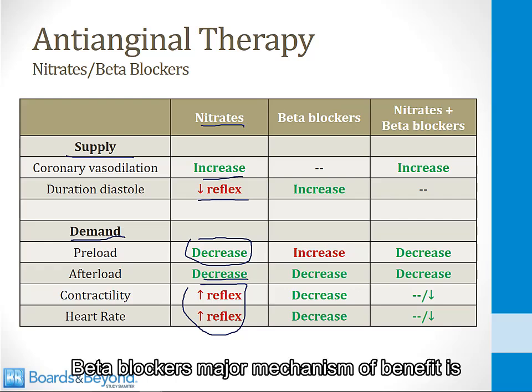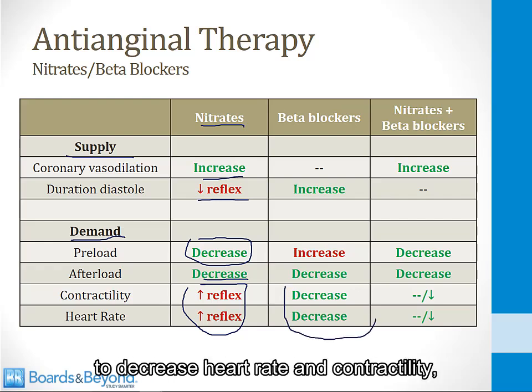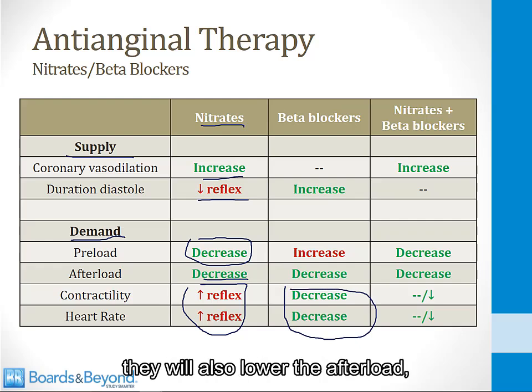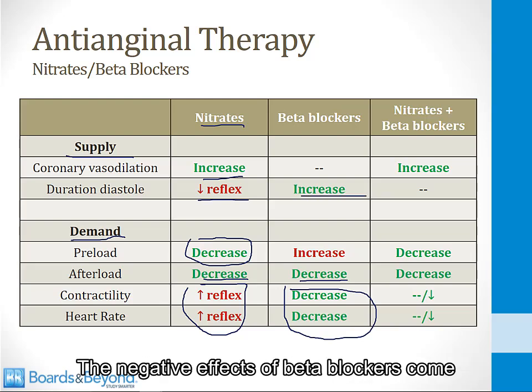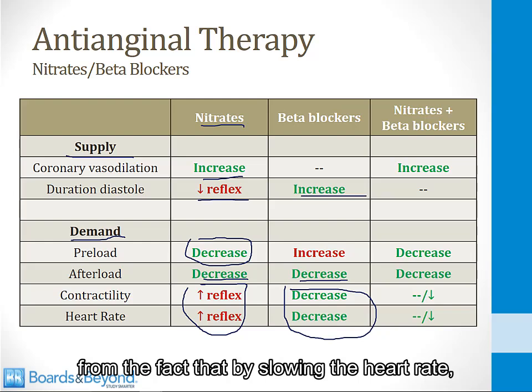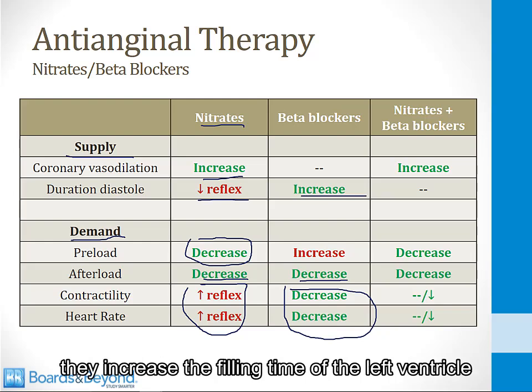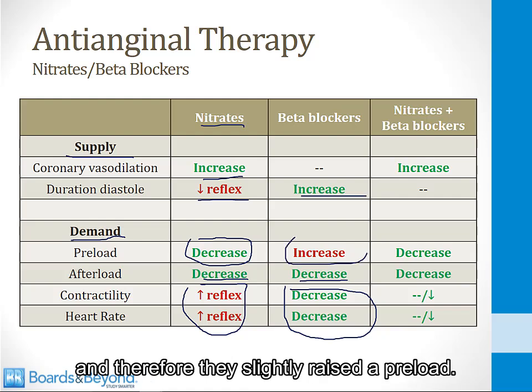Beta blockers' major mechanism of benefit is to decrease heart rate and contractility, which is good. They will also lower the afterload and they will also increase the duration of diastole. The negative effects of beta blockers come from the fact that by slowing the heart rate, they increase the filling time of the left ventricle and therefore they slightly raise the preload.